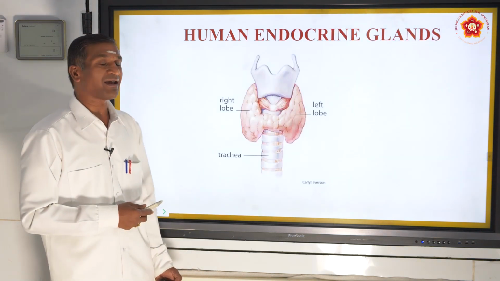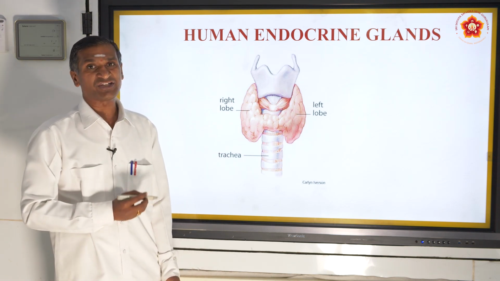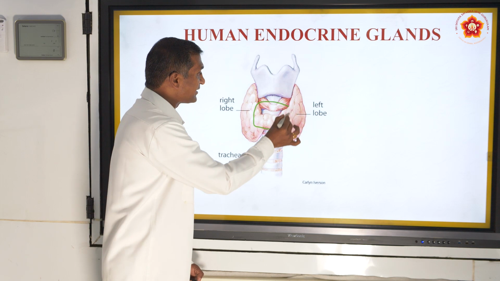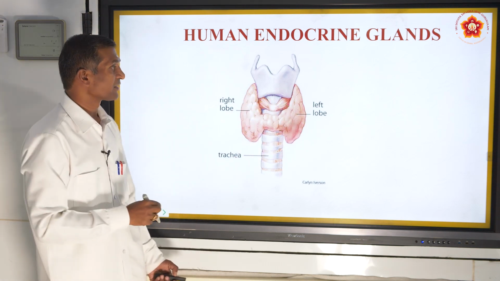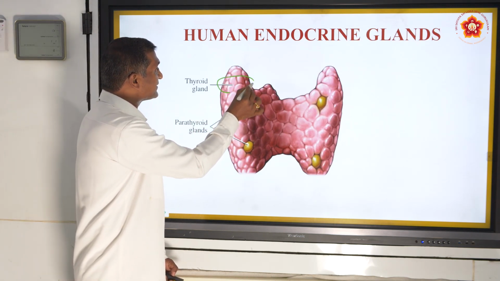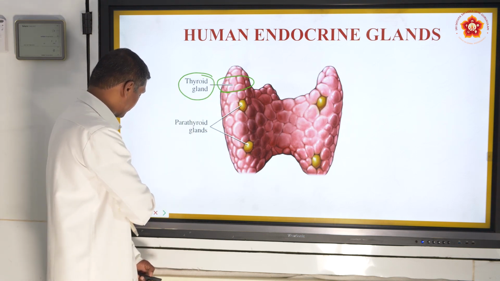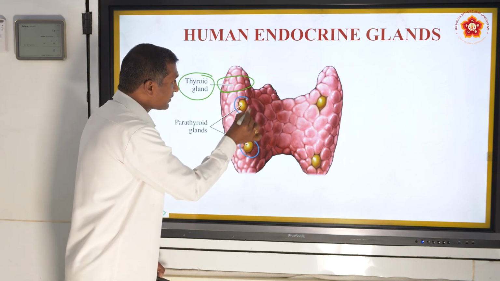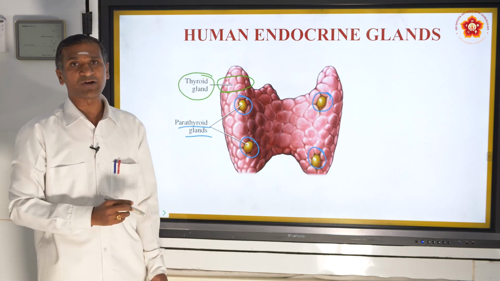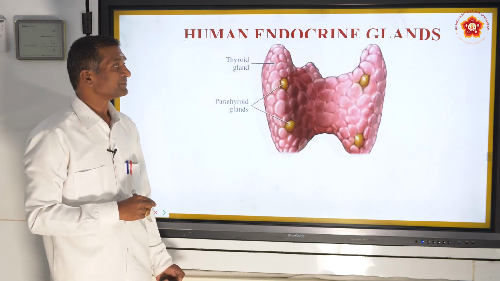The second endocrine gland, the thyroid gland, is located in the neck region. The trachea, in the neck region, the thyroid gland is located. The parathyroid, as we understood, the thyroid gland is here. The thyroid gland. The parathyroid gland. You can observe the parathyroid gland is embedded within the thyroid gland.